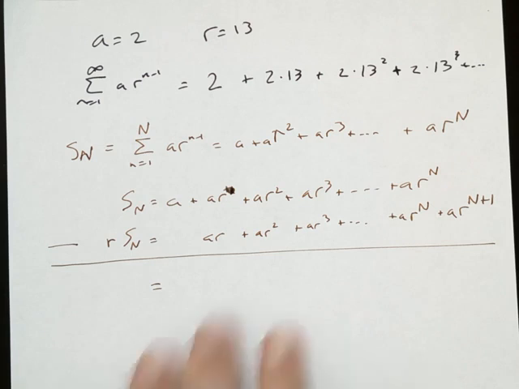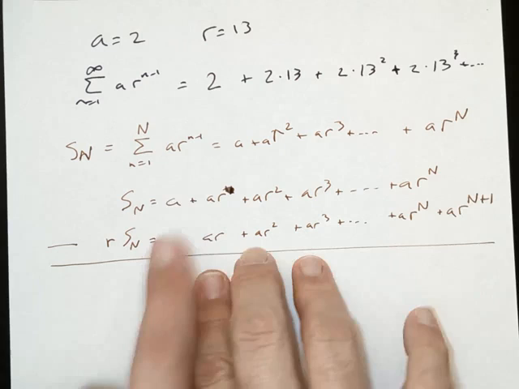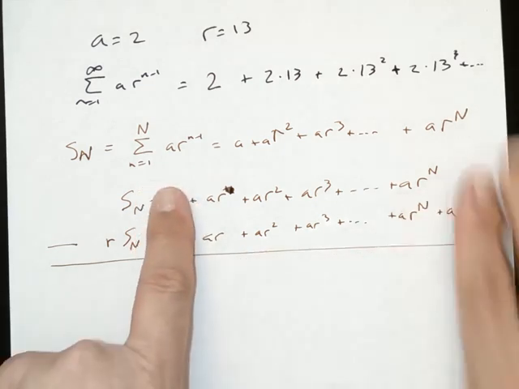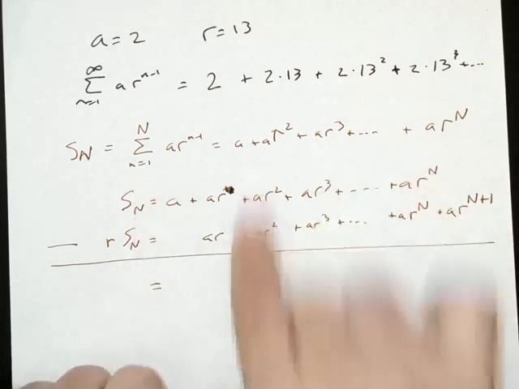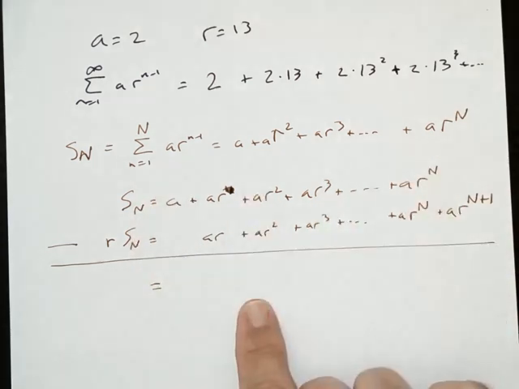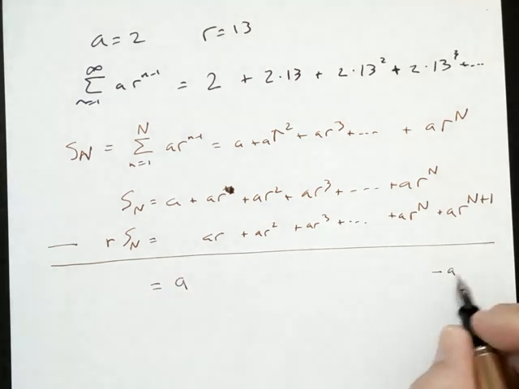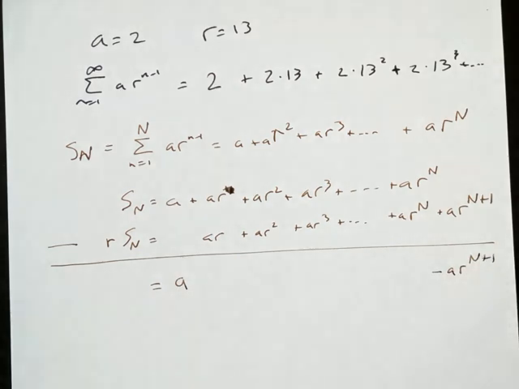But wait, more than just those three. Everything except the first one here and the last one here has a matching partner, right? So all of those terms in the middle will cancel out. The only thing that's left is an A and a negative AR to the capital N plus 1.